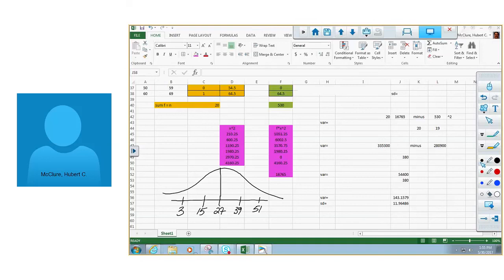Take the square root of 143.1579, or raise it to the 0.5 power. Now, look at the standard deviation. The standard deviation is 12. The mean is 27. That's normal.